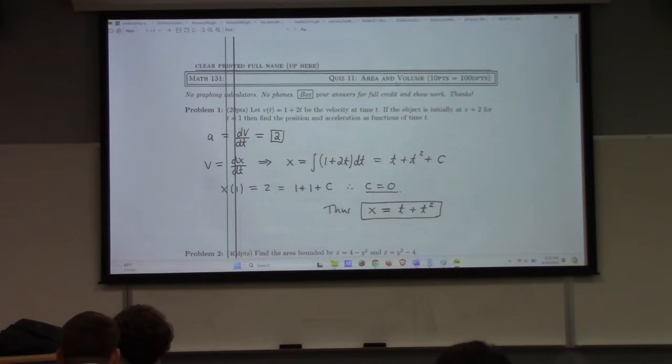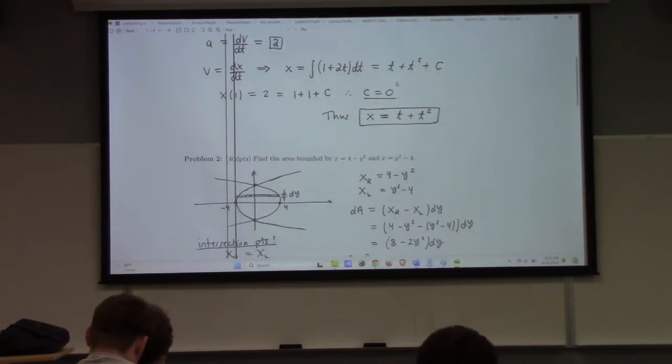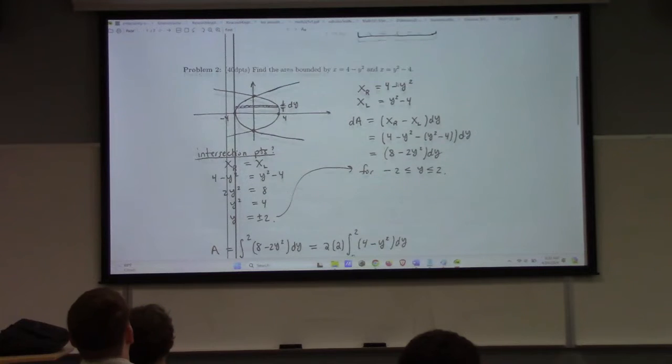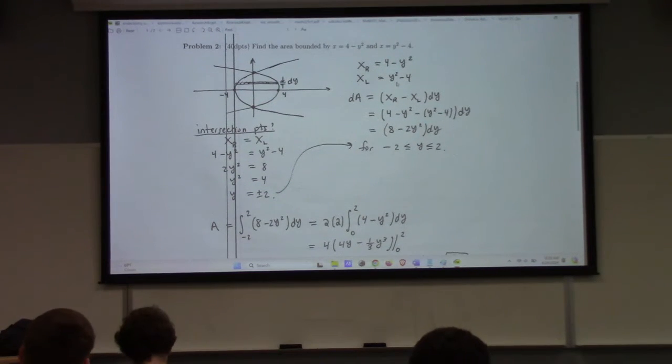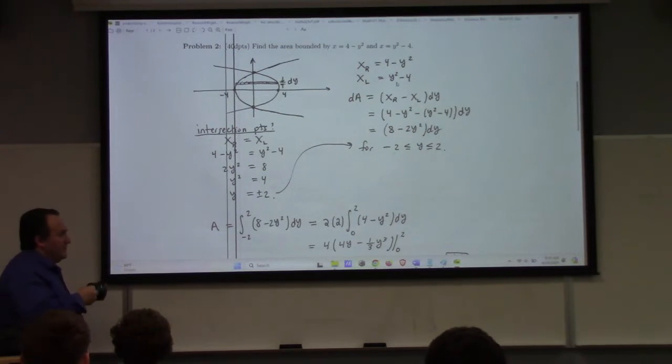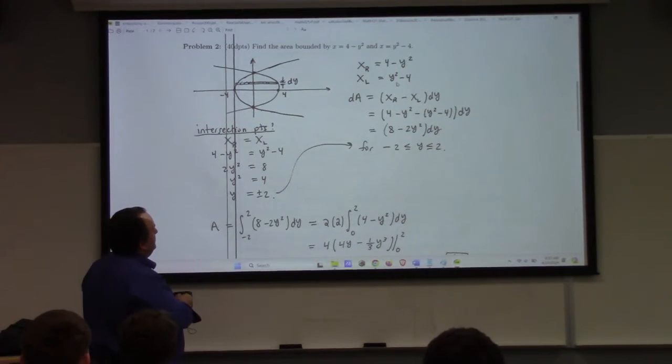And a lot of you got that, so that's good. A few of you got problem 2. So here we're supposed to find the area bounded by that and that. This is a lot like a homework problem where we had 1 minus y squared and y squared minus 1 in the homework. Very similar problem. Anyway, so the picture looks something like that.